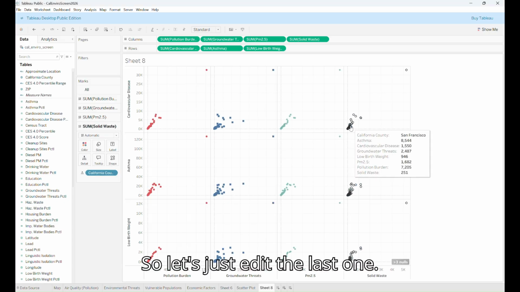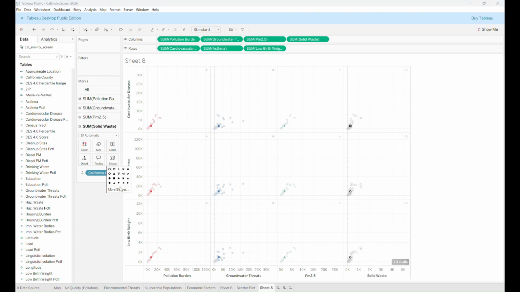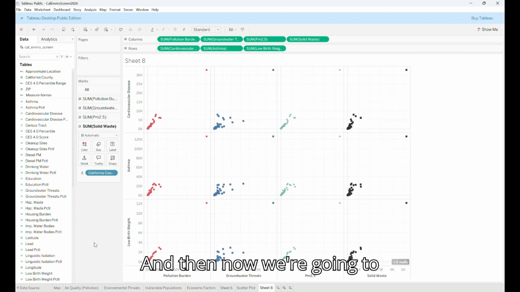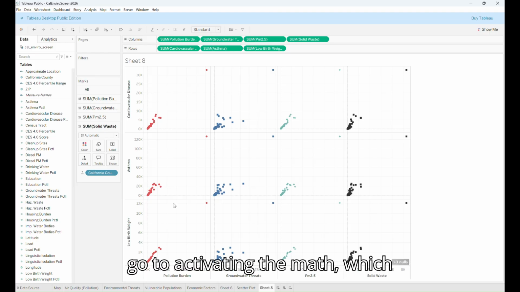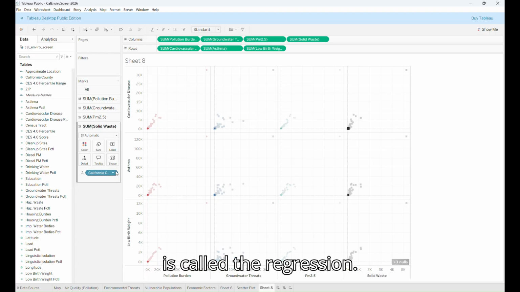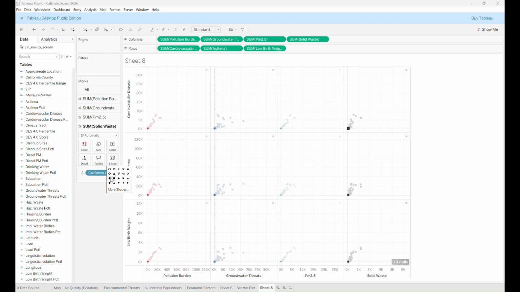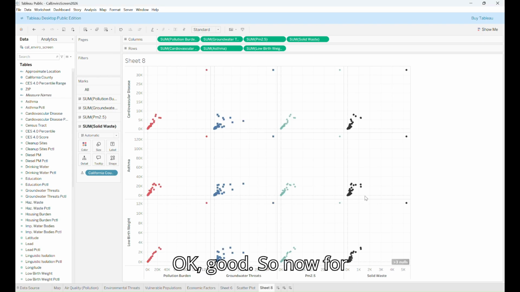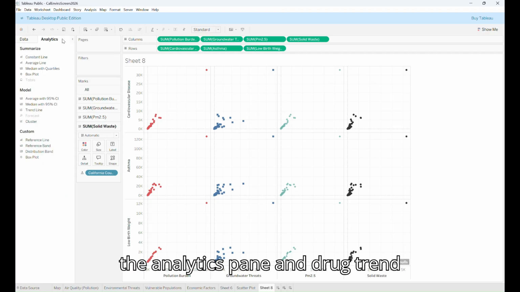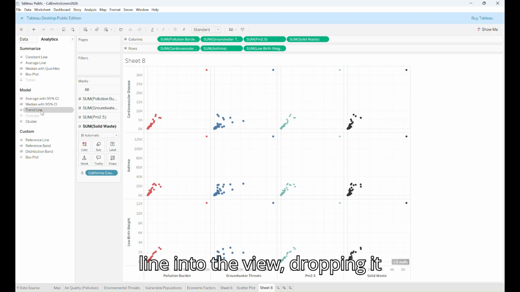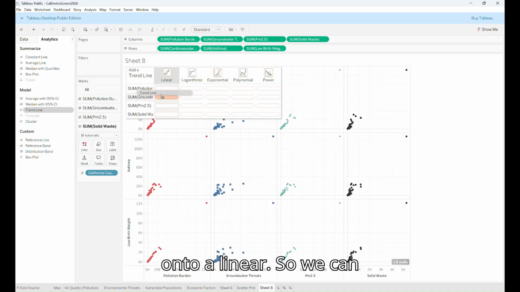So let's just edit the last one. And now we're going to go to activating the math, which is called the regression. Okay, good. For the proof, we're going to go to the Analytics pane and drag Trend Line onto the view, dropping it onto Linear.